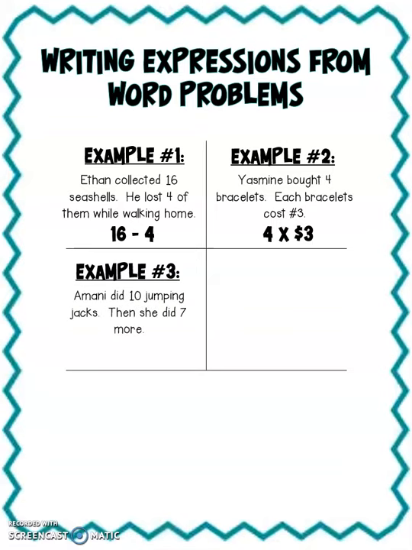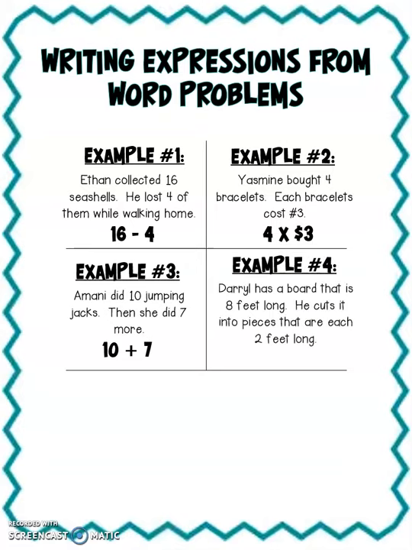You could see an example like Amani did 10 jumping jacks, then she did 7 more. We know this would be an adding example, so our math expression would be 10 plus 7. Or you could see Daryl has a board that is 8 feet long. He cuts it into pieces that are each 2 feet long. Well, this would be a division example. So we would take those 8 feet and divide it into 2-foot long sections.